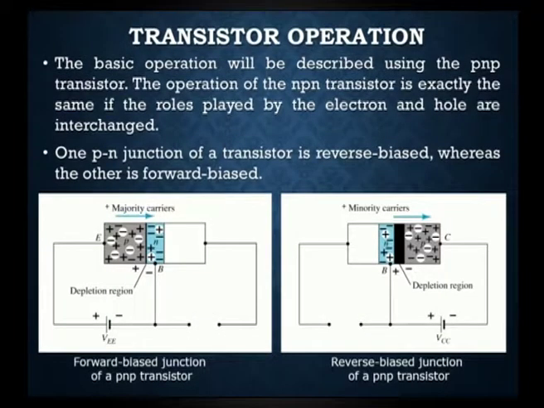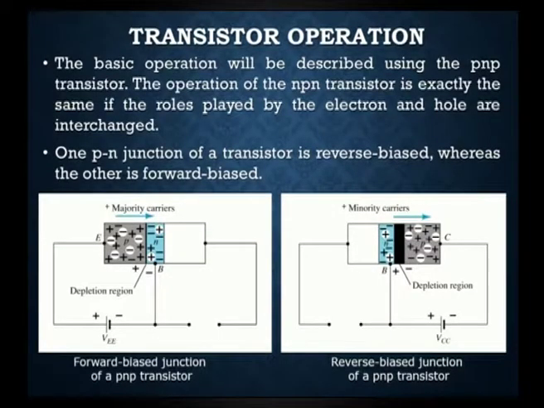Next we move on to transistor operation. It is very important to see how the electrons, majority carriers and minority carriers inside the transistor will flow when we give an external voltage. The very first thing we consider for the operation of a transistor is the PNP transistor. Here we consider 3 cases.